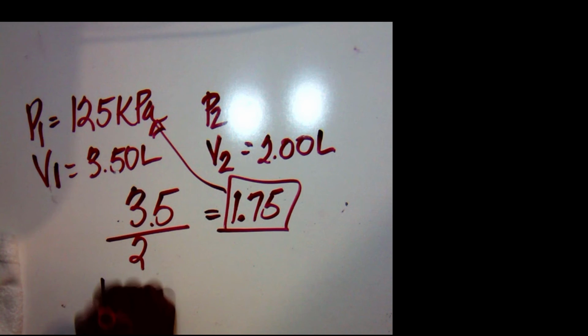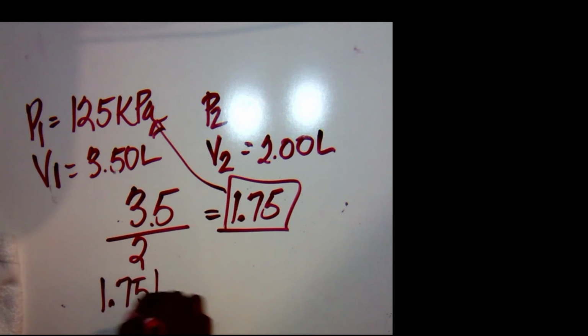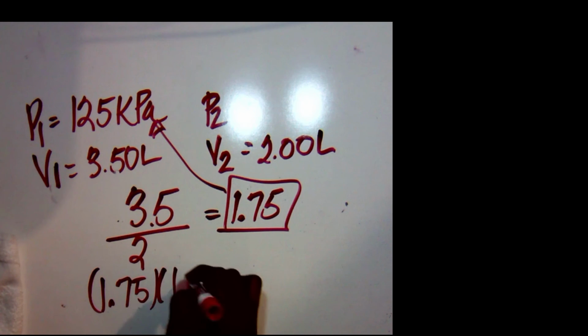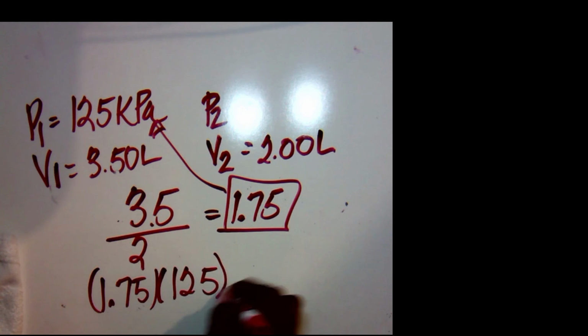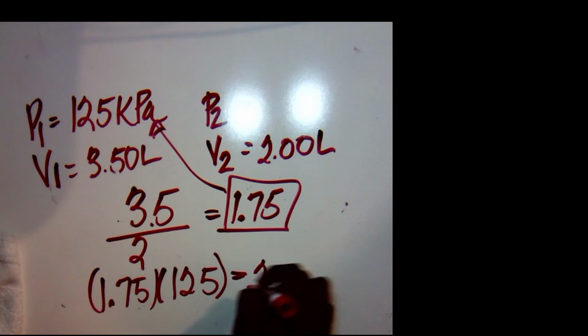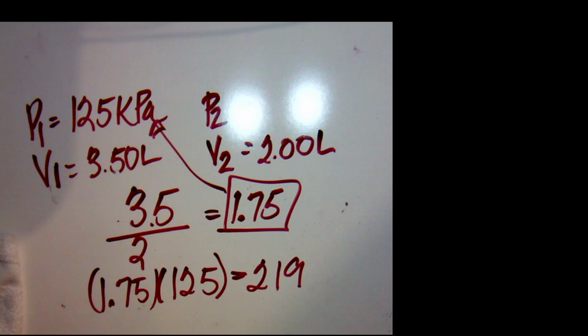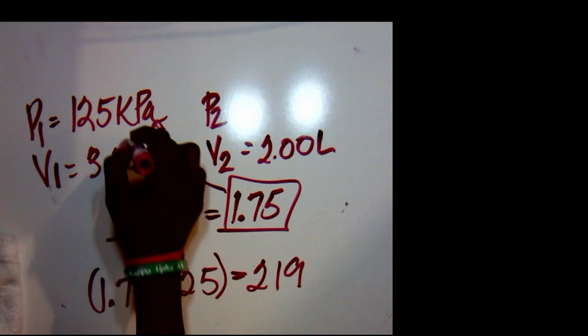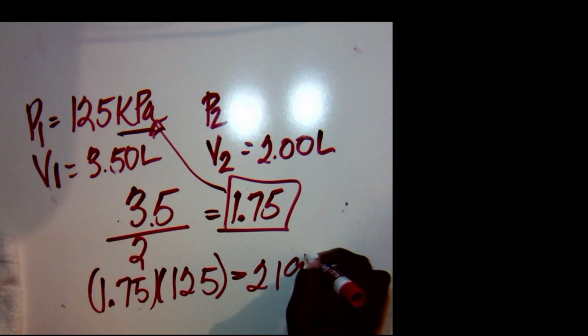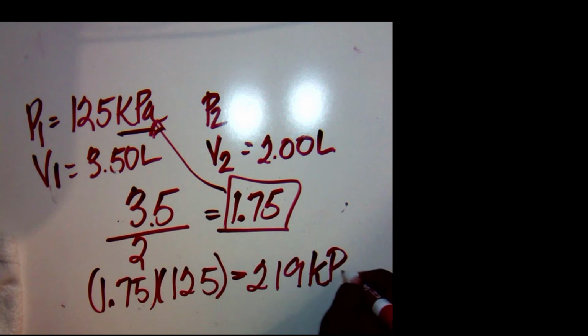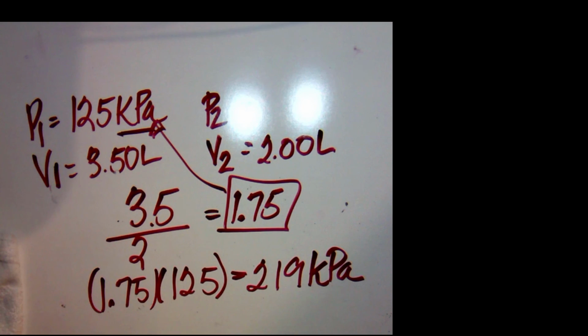So 1.75 times 125 will equal 219, which is the same answer we got the first time. And remember, since we're solving for pressure, your final unit must be included, which is kilopascals.